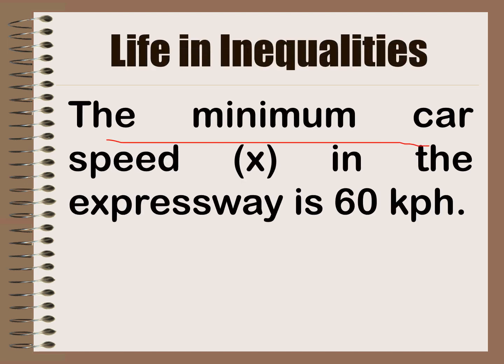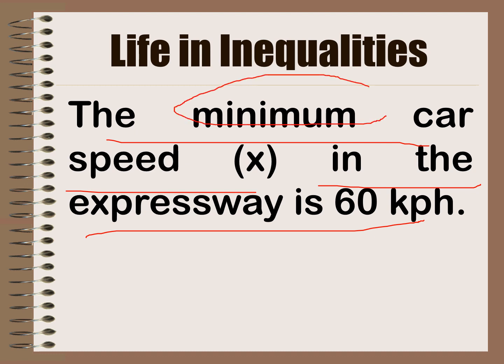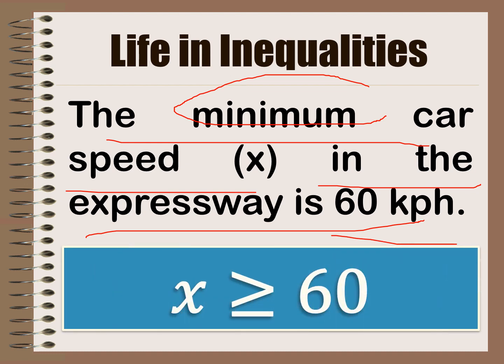The minimum car speed x in the expressway is 60 kilometers per hour. From the word minimum, it means 60 and above. So the answer is x is greater than or equal to 60. When you say maximum, it must be at most, so the greatest would be the given value of x. But with minimum, the lowest possible value is the given value in the statement.